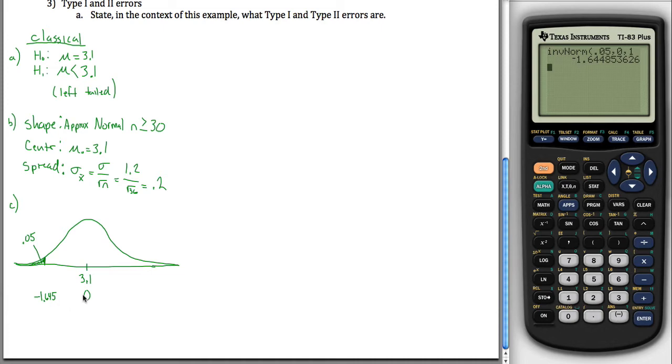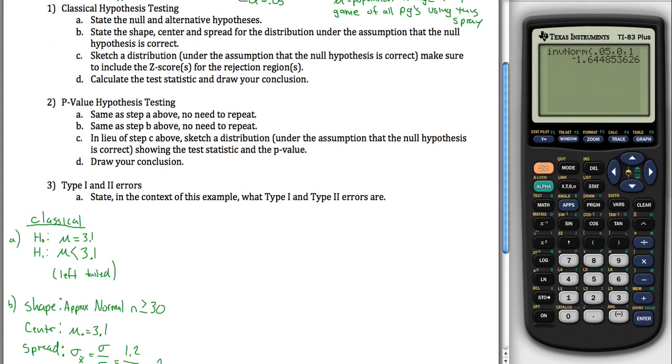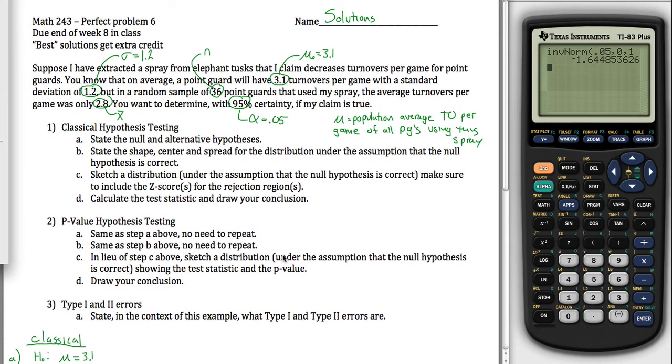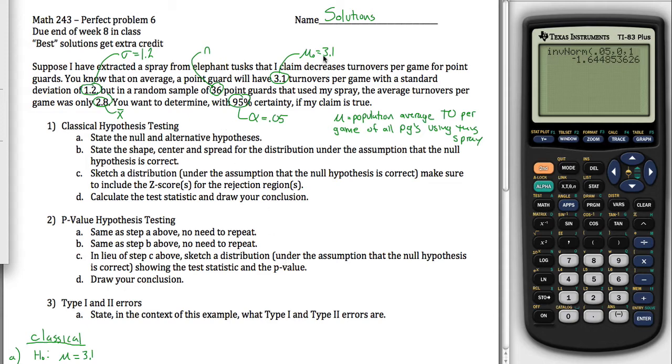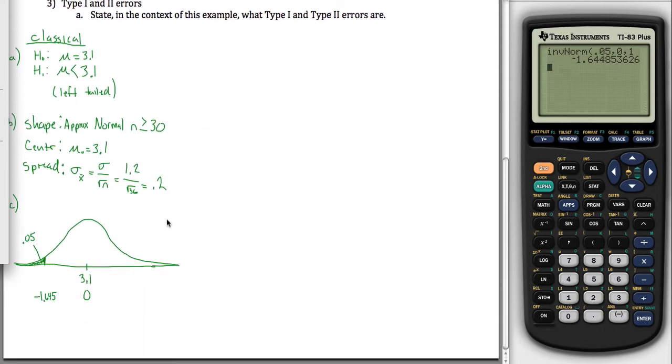And I'll put that down here on the z row rather than the x row because these are z values. And then what I want to do, maybe I'll change colors so this stuff doesn't run into itself too much, is talk about what my test statistic is. Figure out where, let's see, the middle was 3.1, but x bar was only 2.8. I want to figure out where 2.8 is on this picture.